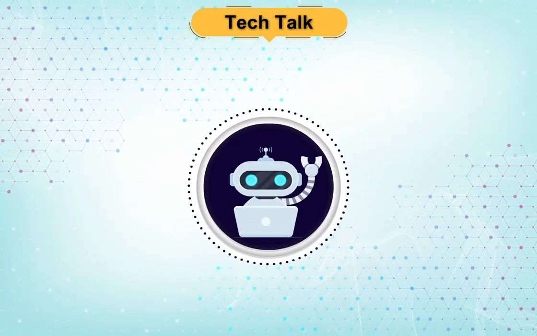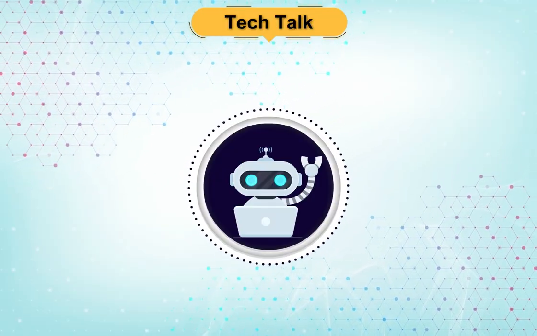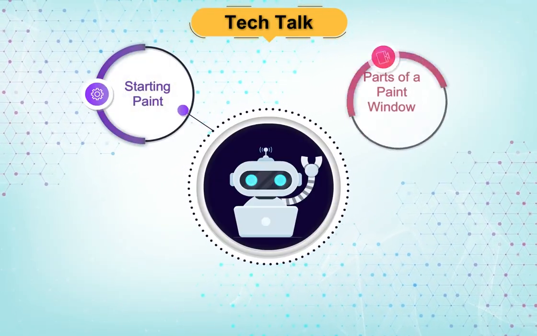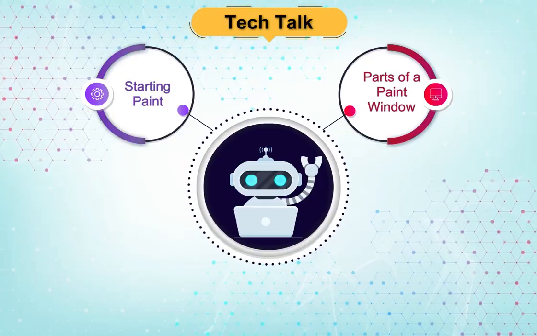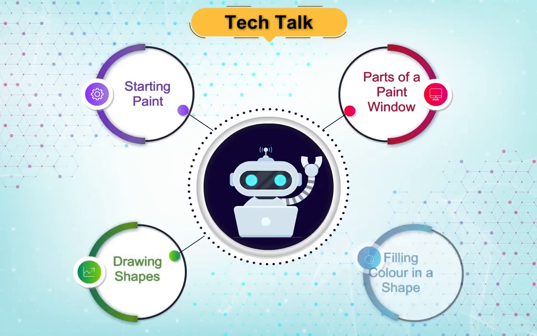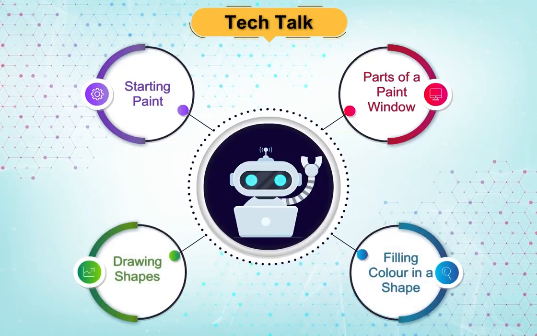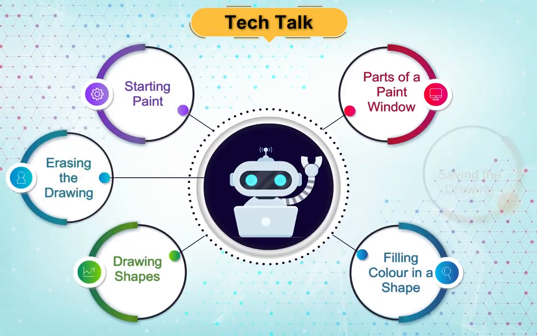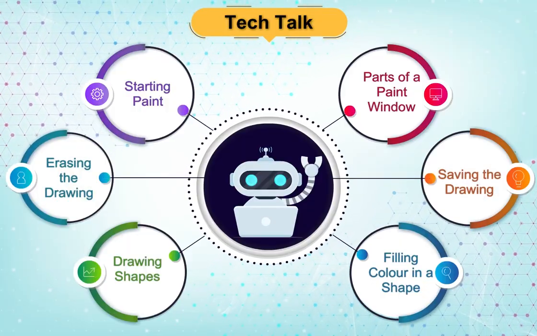Tech Talk. In this chapter, we will learn about starting Paint, parts of a Paint window, drawing shapes, filling color in a shape, erasing the drawing, saving the drawing.